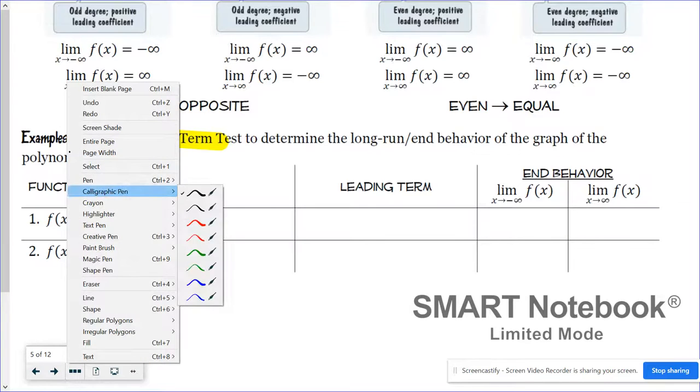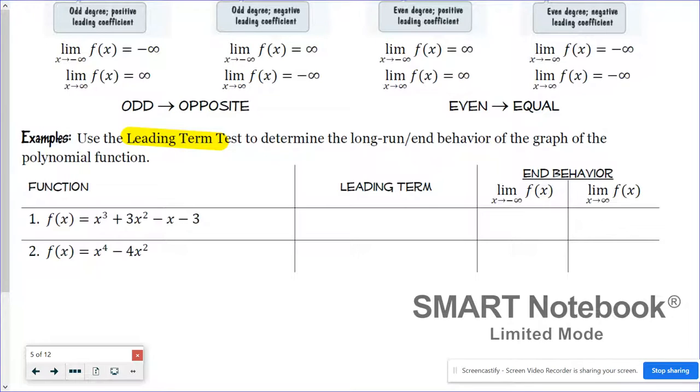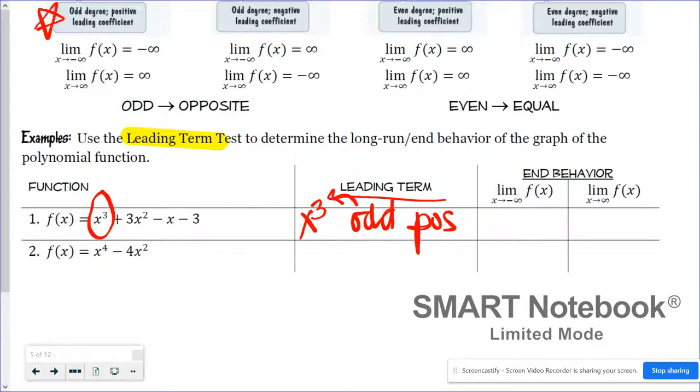Let's take a look at these examples. In number 1, we have the polynomial function x cubed plus 3x squared minus x minus 3. What's the leading term? That's the term with the biggest exponent, so our leading term is x cubed. I would describe x cubed as being odd in terms of degree and positive, as the term itself is positive. So when we're odd and positive, on the left we have an end behavior of negative infinity, and on the right we have an end behavior of positive infinity.